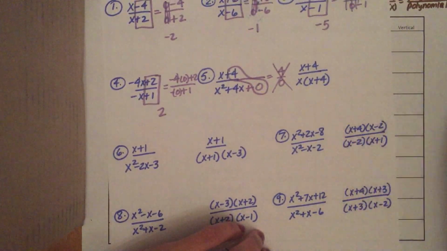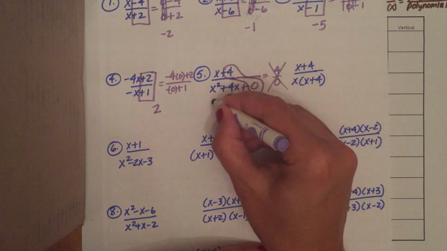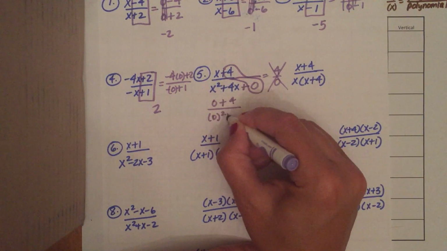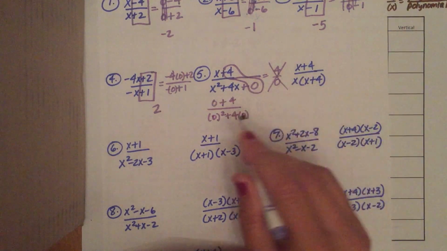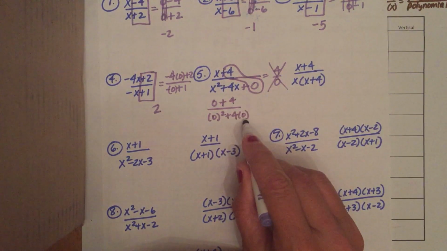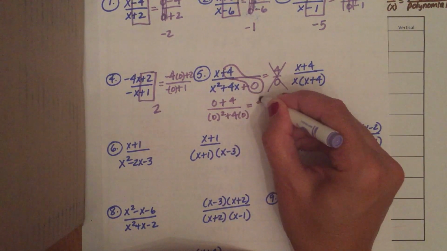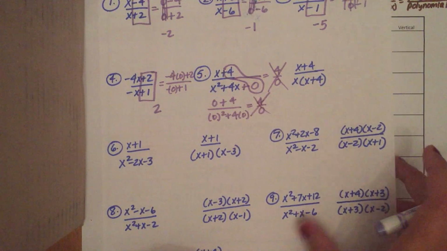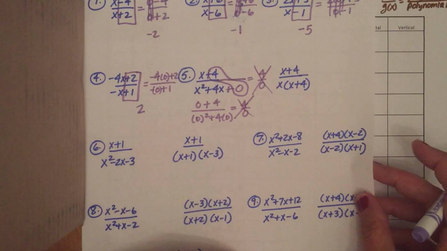If you wanted to do it the long way without the placeholder, you would have 0 plus 4 over 0 squared plus 4 times 0. And you can see 0 squared plus 4 times 0 is just going to turn into 0, and you're going to end up again with 4 over 0. Can't do it. Okay? Now, that's from expanded form.